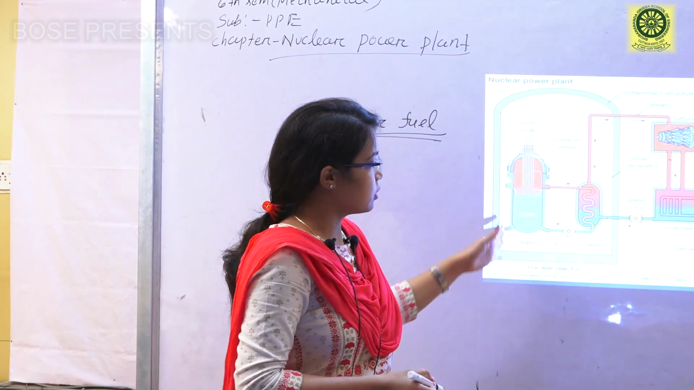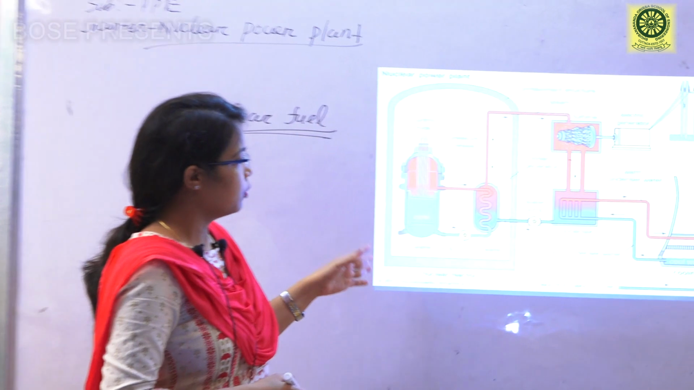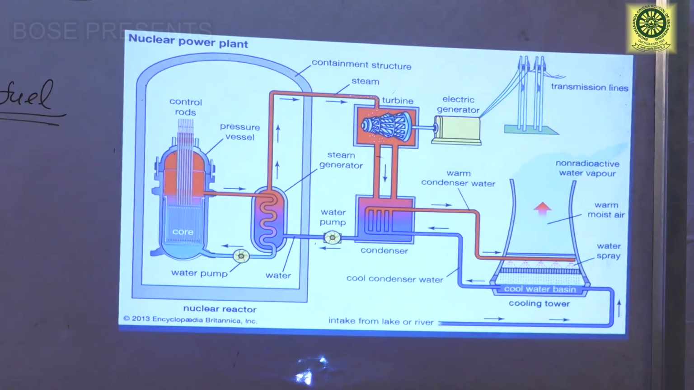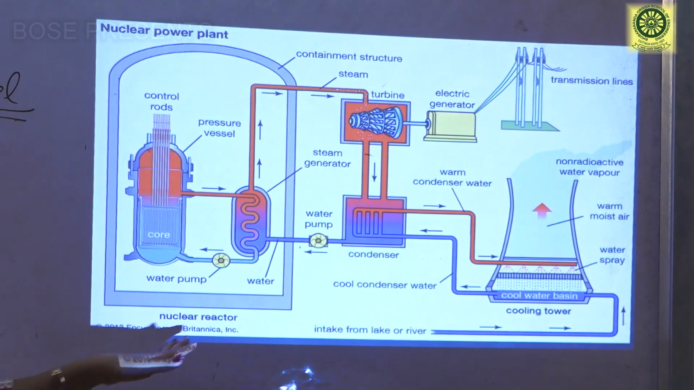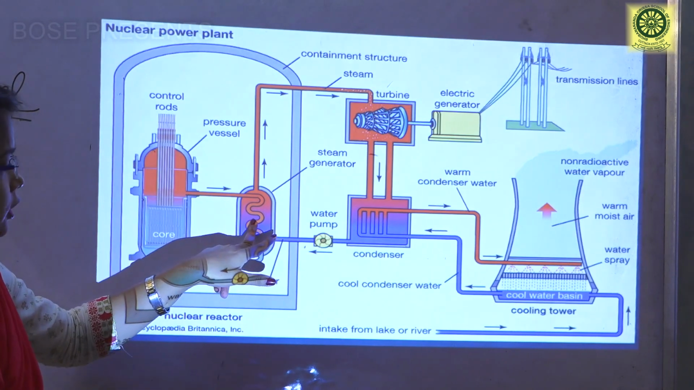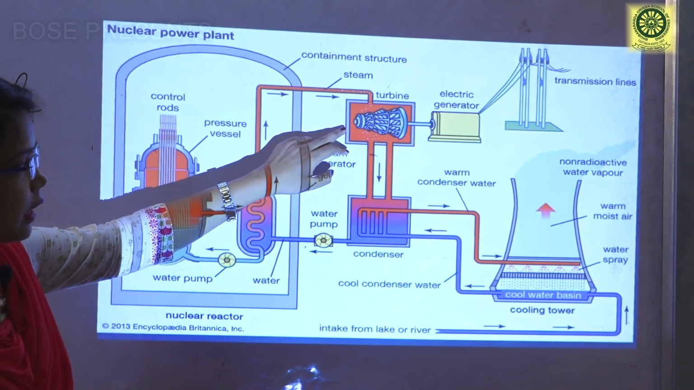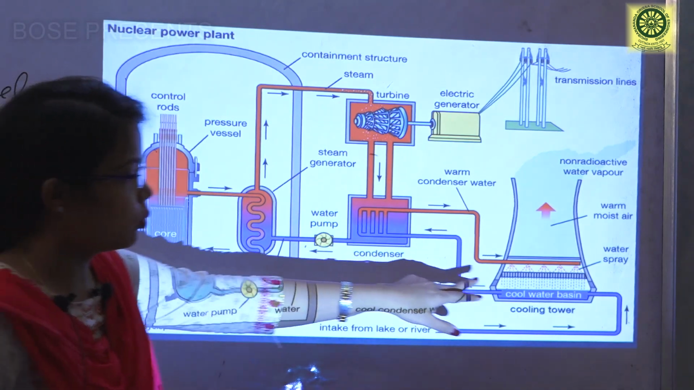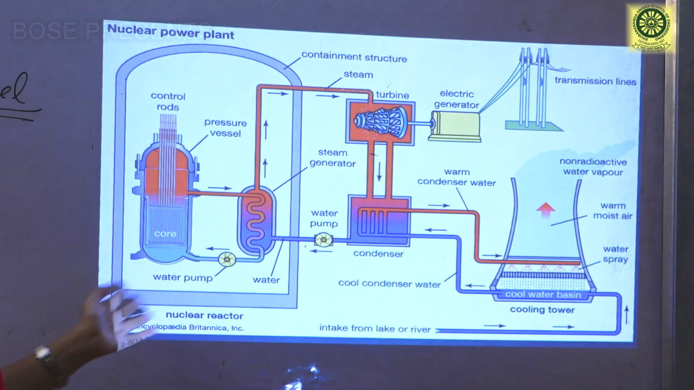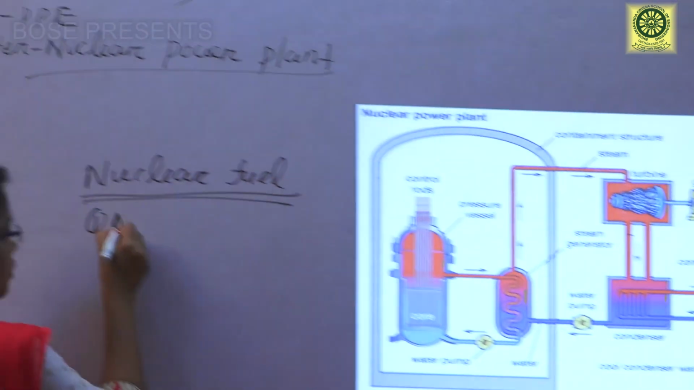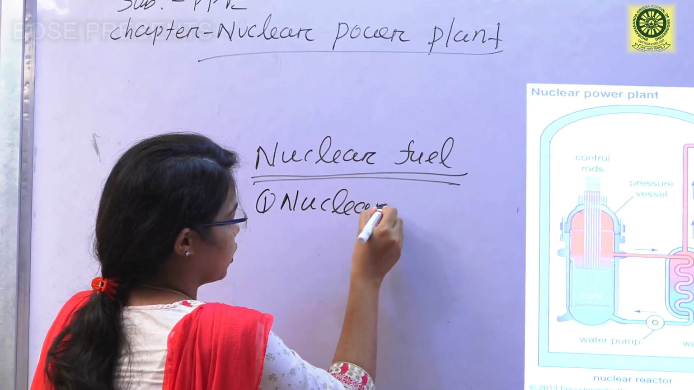Let's see this slide on the board. What are the different parts of the nuclear power plant? First one is the nuclear reactor, and then the steam generator, that is most important. Another one is the turbine and condenser, and another one is the cooling tower. Apart from some small parts, these are the most important parts. Okay, I am writing here and I will tell you one by one.